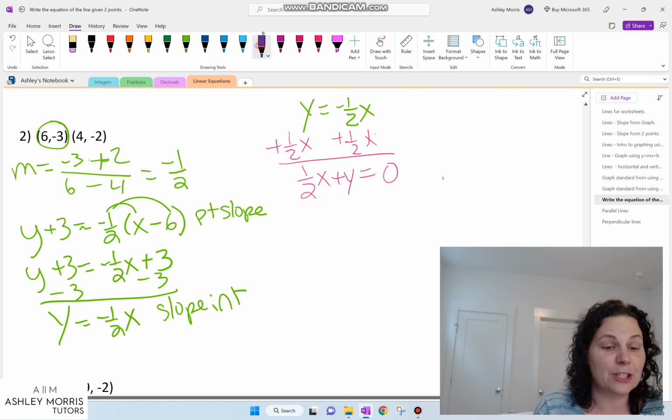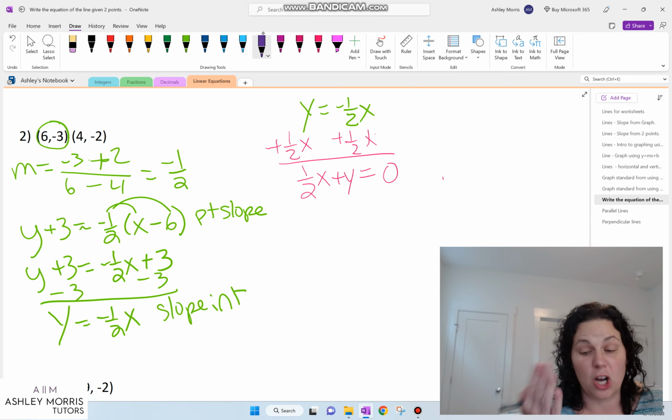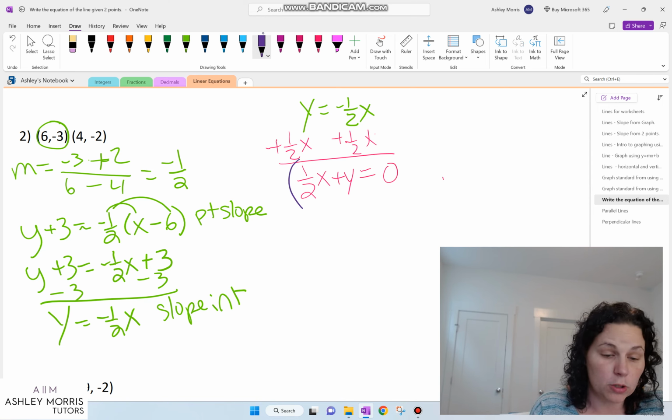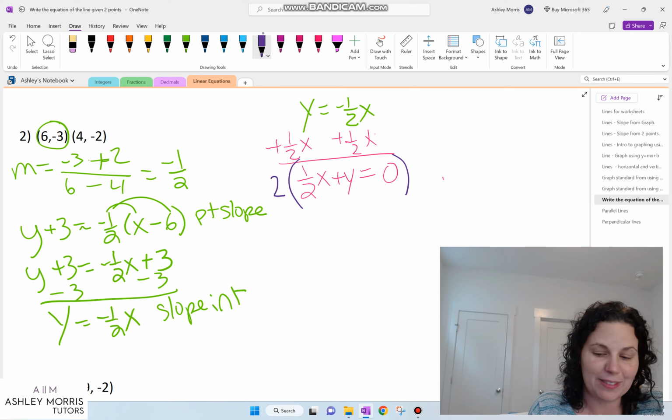Now this one has a fraction. That's a problem. Everywhere that I've taught, fractions are not allowed. So we are going to multiply everything by our least common denominator. So we're going to multiply everything by 2. 2 times 1/2 is 1. 2 times 1 is 2. 2 times 0 is 0. So there's standard.